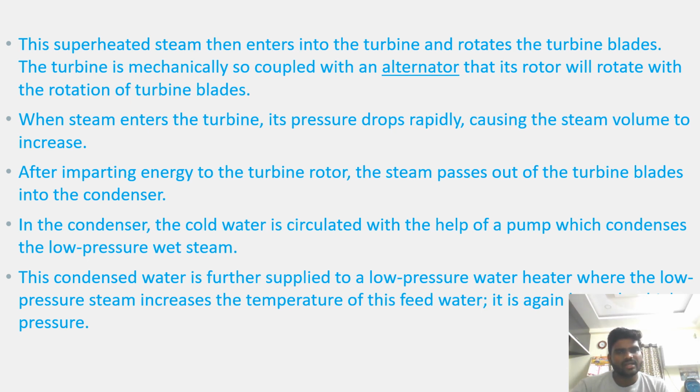When steam enters the turbine, its pressure drops rapidly, causing the steam volume to increase. After imparting energy to the turbine rotor, the steam passes out of the turbine blades into the condenser. In the condenser, cold water is circulated with the help of a pump, which condenses the low pressure wet steam. This condensed water is further supplied to a low pressure water heater, where low pressure steam increases the temperature of this feed water. It again regains the pressure.